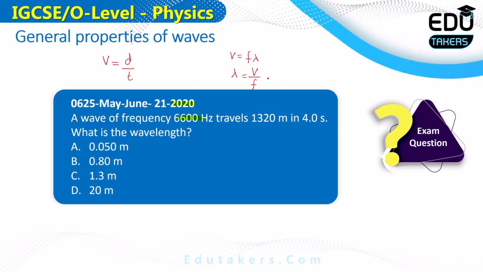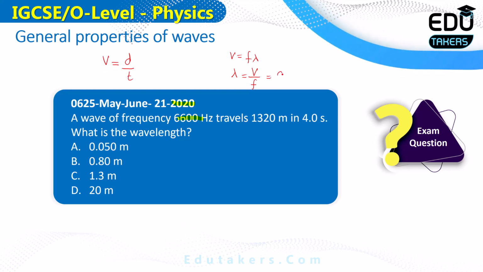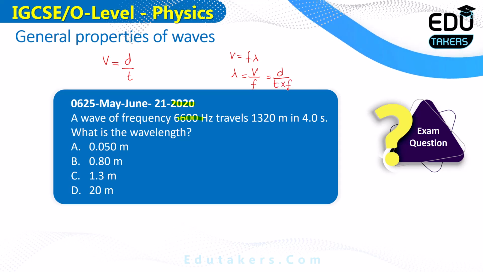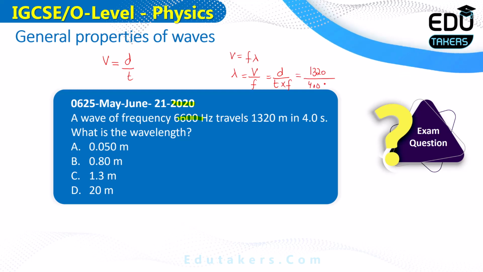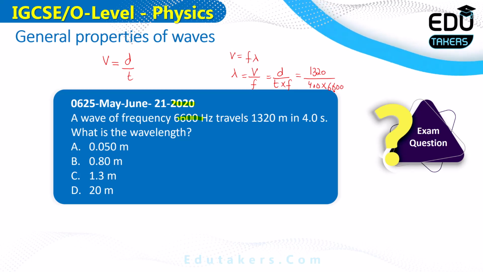So I put here v is basically equal to d over t multiplied by f. Now put in the values. The d is 1320 meters. Divide it by the time, which is 4.0, multiply by the frequency, which is 6600. So in this way you can easily get the wavelength. Let's see the solution and explanation.